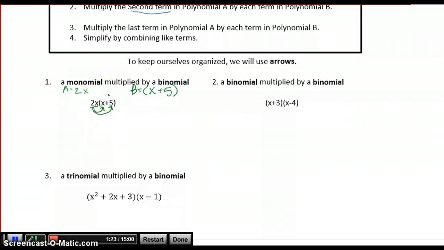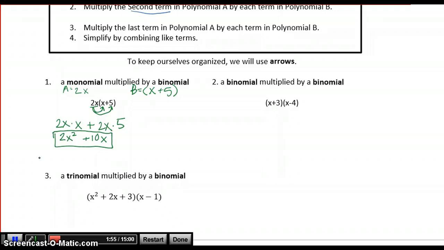If you look at this, this is really familiar looking to the distributive property. So we have 2x times x, which gives us 2x times x plus 2x times 5. We simplify 2x times x to be 2x squared. We simplify 2x times 5 to be 10x. We don't have any like terms here that we can combine, so that is our final answer.